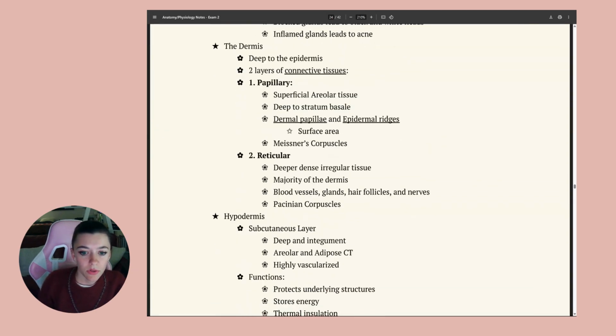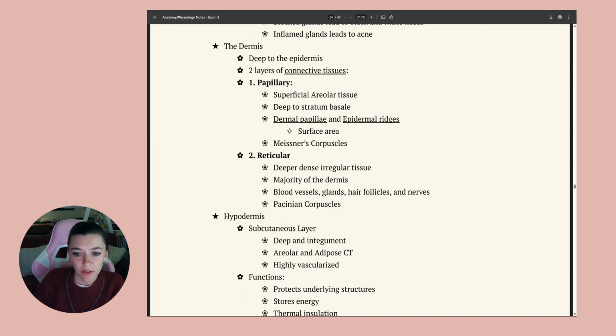All right, we're going to move on to the dermis. So, the dermis is deep to the epidermis. It has two layers of connective tissue. One is the papillary, the next is the reticular. The papillary layer is superficial to areolar tissue, but it is deep to the stratum basale. It has dermal papillae and epidermal ridges. And then surface area also contains Meissner's corpuscles.